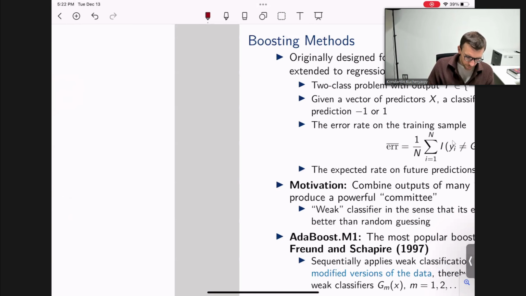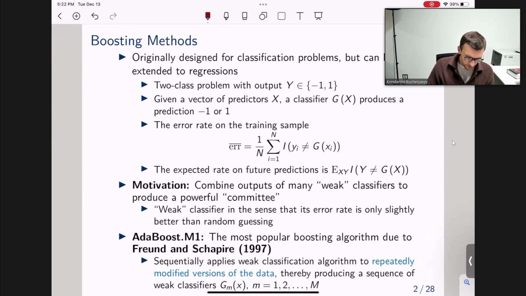Okay, we start with the most famous algorithm that started this whole literature. This algorithm is called AdaBoost M1, or simply AdaBoost. Originally, this algorithm was designed for classification problems, but we will be applying it mostly for regressions, and then we will see how it generalizes to regressions.